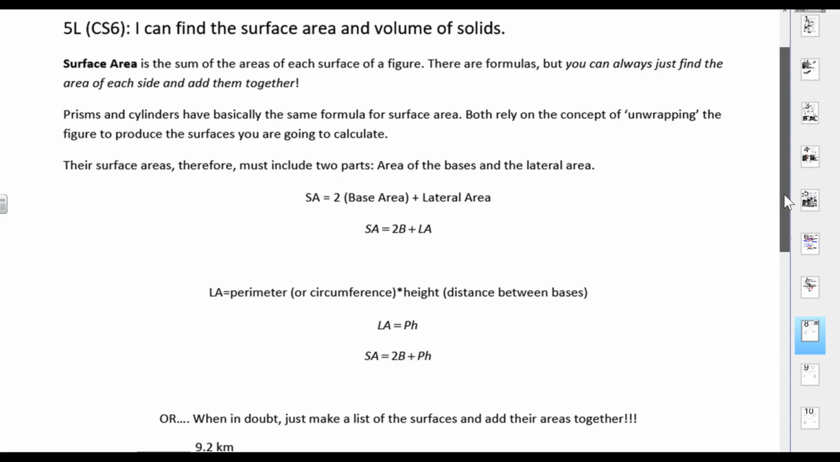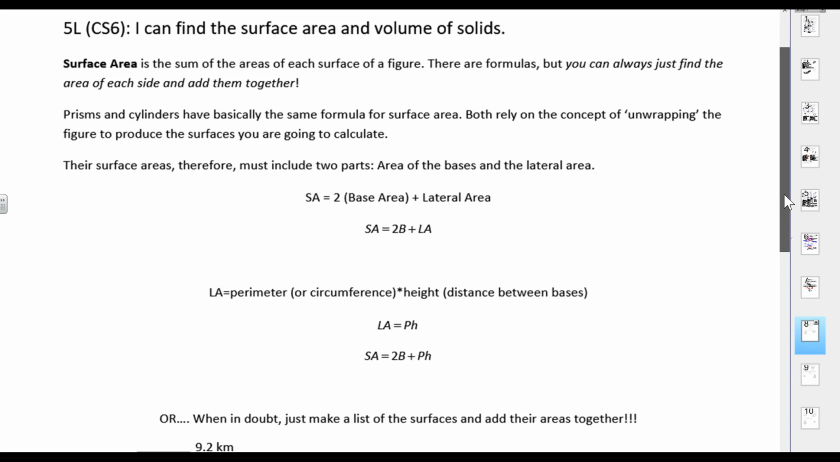Surface area is the sum of the area of each surface of a figure. There are formulas for surface area, which I am going to use today, but you can always find the surface area just by finding the area of each surface of each side and adding them all together. So prisms and cylinders have basically the same surface area formula and the same volume formula. They both rely on the concept of unwrapping the figure to produce the surfaces you're going to calculate.